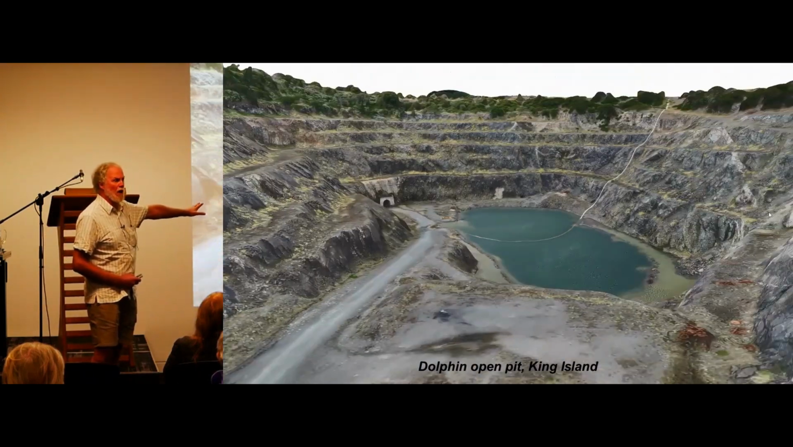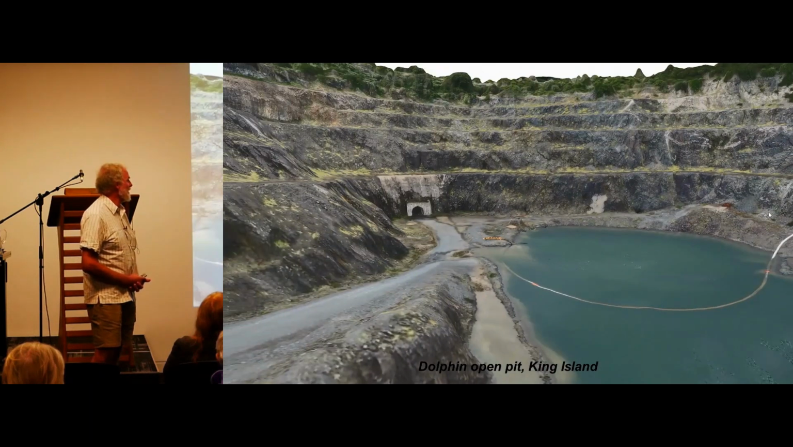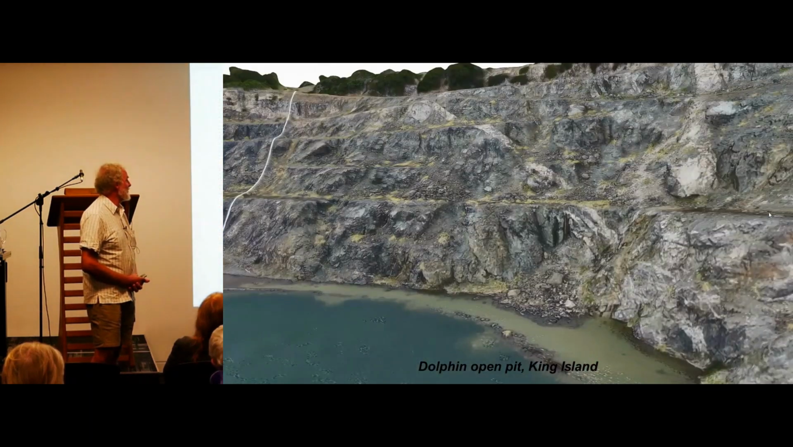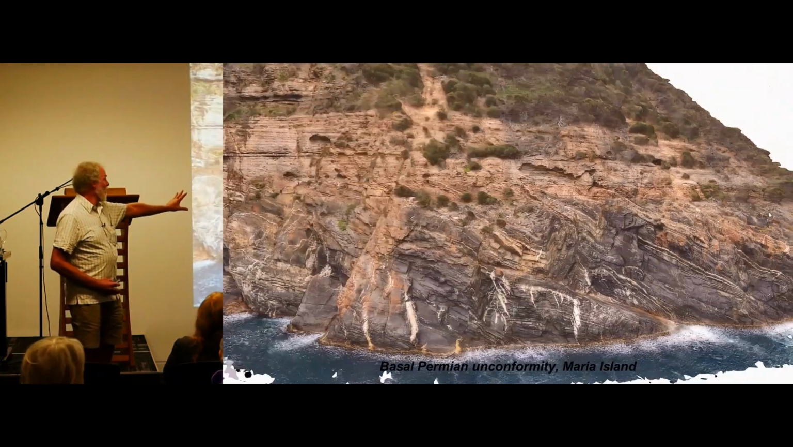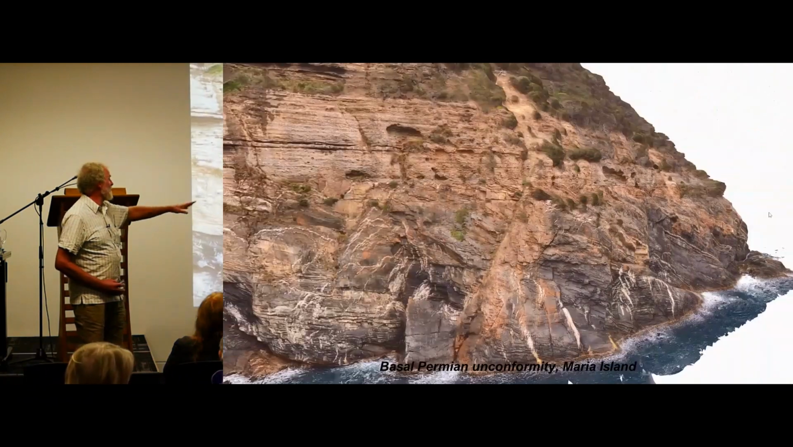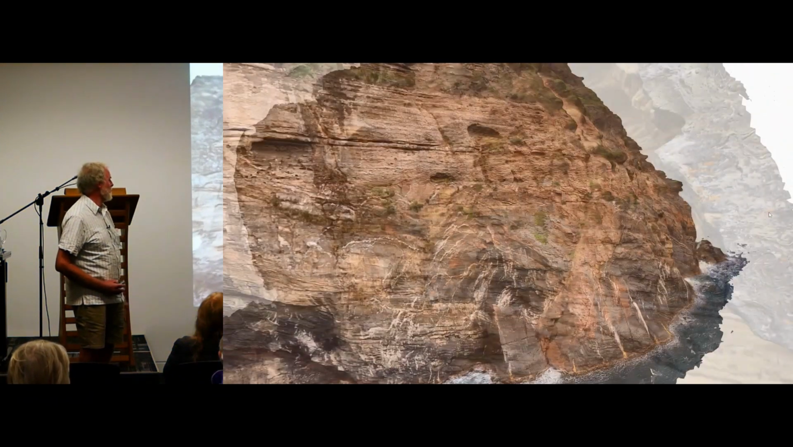Here is the Dolphin open pit on King Island in Bass Strait. So this is done with a drone. This is a wonderful outcrop on the outside of Maria Island, somewhere where most people don't get to go, but it shows what's called the pre-Permian unconformity.